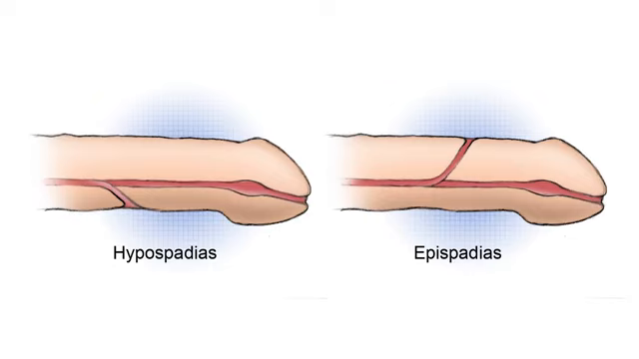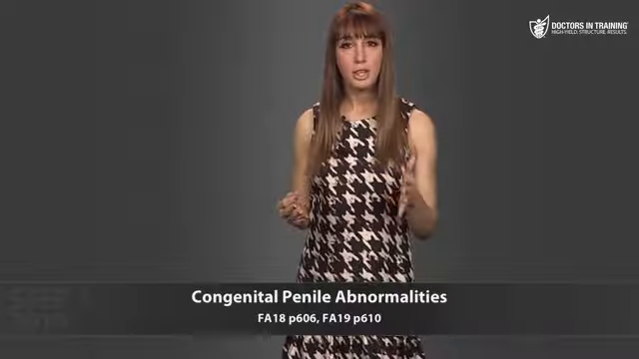Epispadias is where the meatus opens up on the dorsal side of the penis. This is more severe because it's commonly associated with something called exstrophy of the bladder. Let's look at that in the study guide. Exstrophy of the bladder is a congenital gap in the anterior bladder wall and the abdominal wall in front of it, so that the interior of the bladder is open to the outside world, and that needs to be repaired as well. So let's talk about external genitalia.